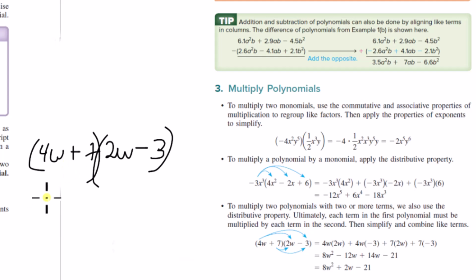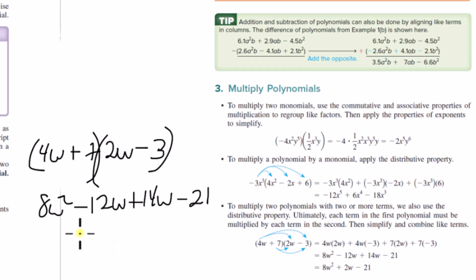4w times 2w is 8w squared. 4w times minus 3 is minus 12w. Now we do 7 times 2w, and then we do 7 times minus 3, like that. And now, 8w squared, minus 12 plus 14 is positive 2, like that. So that's just distributing. And again, this is not inherently about polynomials at all.